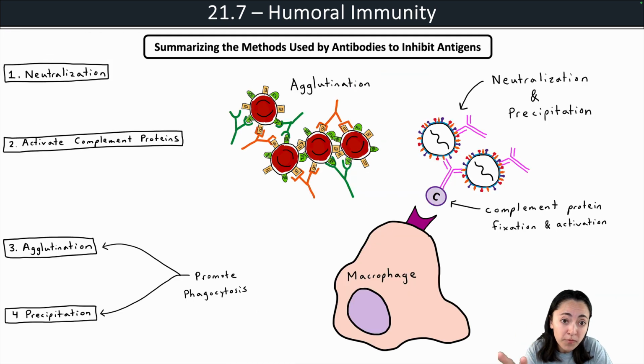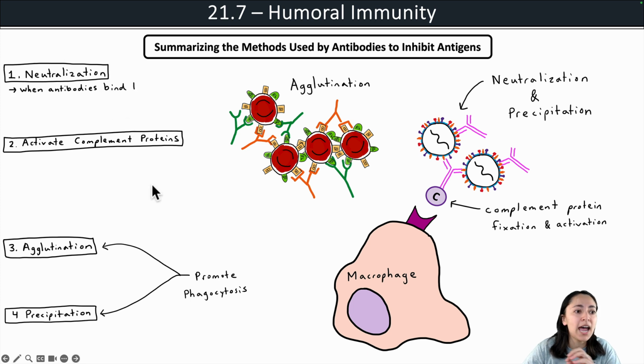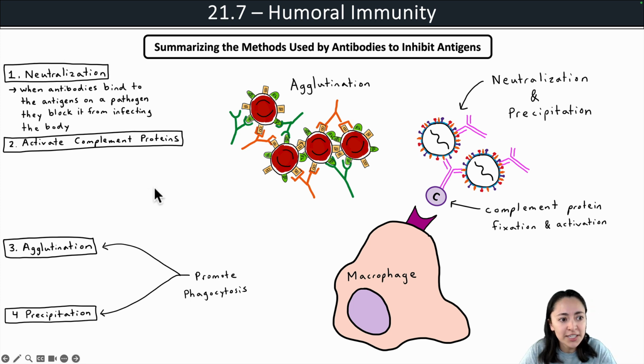As I mentioned, there are 4 methods used by antibodies to inhibit antigens. Okay, so how do antibodies actually get rid of the antigens or help our body get rid of them? Here are the 4 methods. The first is neutralization. So what happens is our antibodies will bind to the antigens on a pathogen and pretty much block it from infecting the body. A great example of neutralization would be the rabies post-exposure shots.